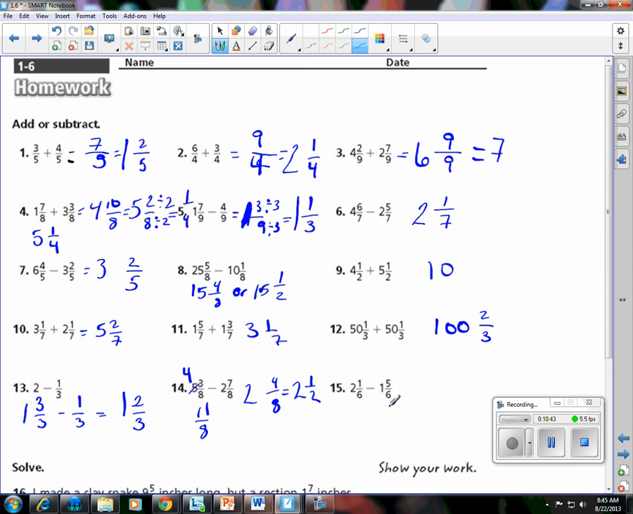Okay, try it again. 1/6, I can't subtract 5/6, so I've got to do some borrowing. I'm going to borrow here. I borrow 6/6, so this becomes a 7, not an 11, a 7. Okay, so now I've got 1 and 7/6 minus 1 and 5/6. 1 minus 1 is 0, so I don't do anything with that. 7 minus 5 is 2, so 2/6. Or I could simplify that and get 1/3. All right, we'll see you guys in class to practice this some more.